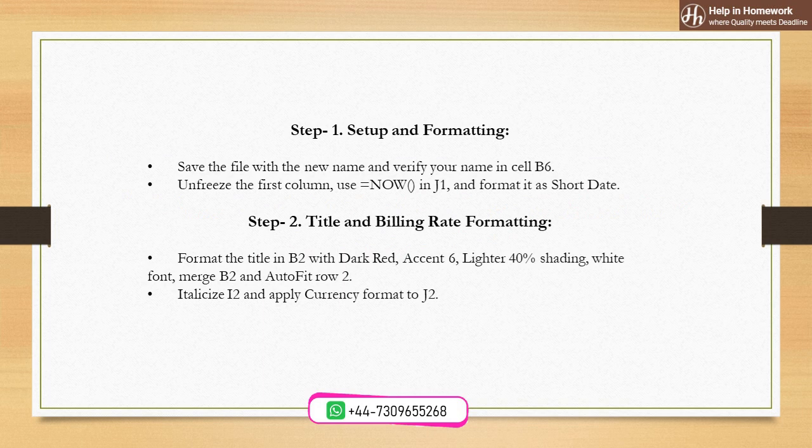Step 2. Title and billing rate formatting. Format the title in B2 with Dark Red, Accent 6, Lighter 40% shading, white font, merge B2 and autofit row 2. Italicize I2 and apply currency format to J2.